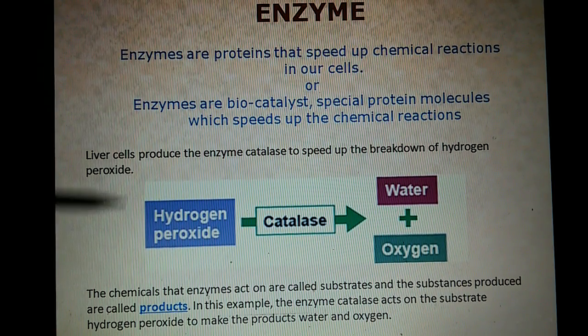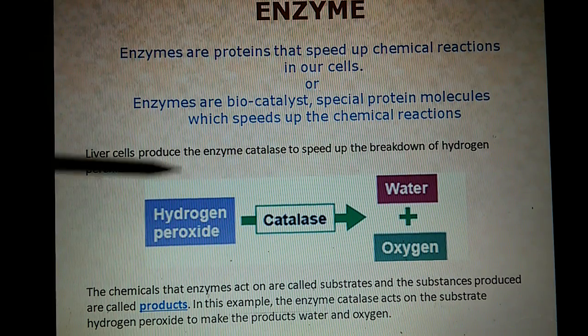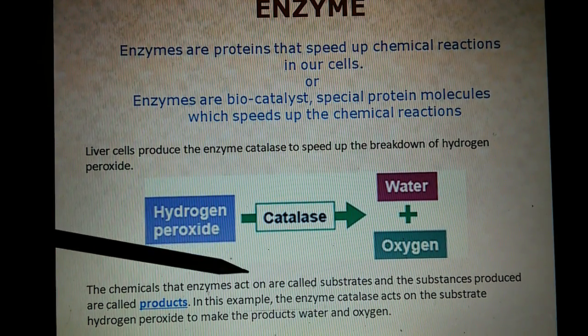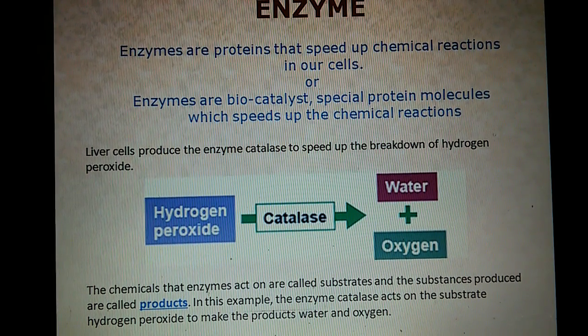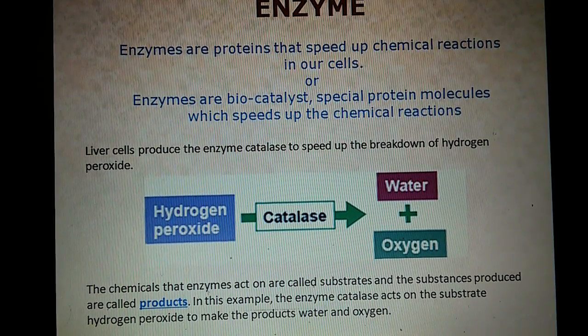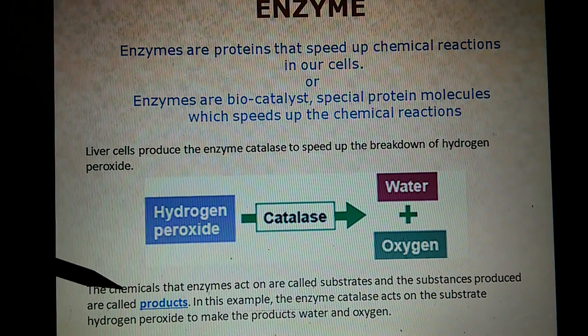The chemicals that the enzyme acts on are called substrates. So here the catalase acts on hydrogen peroxide, so this hydrogen peroxide is known as a substrate. The substances produced are called products. So in this equation, two products are formed, water and oxygen. So they are known as products.